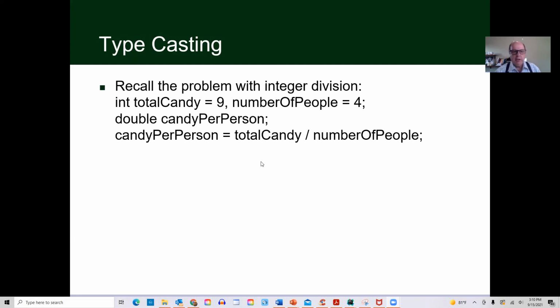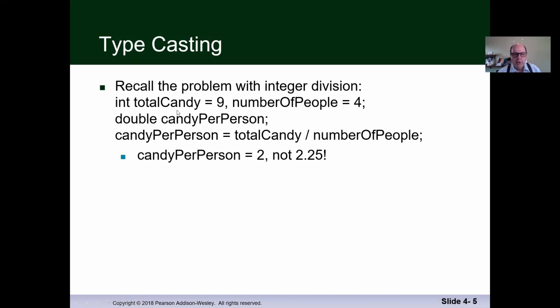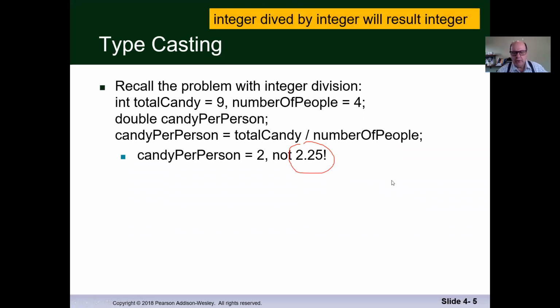Now, let's look at what we talked about before. Let's say we have 9 candies and we want to divide it among 4 people. So 9 divided by 4, you kind of expect to have 2.25. But if you remember, we have talked about this, that integer divided by integer is going to result in integer. So 9 divided by 4 is going to give you 2.